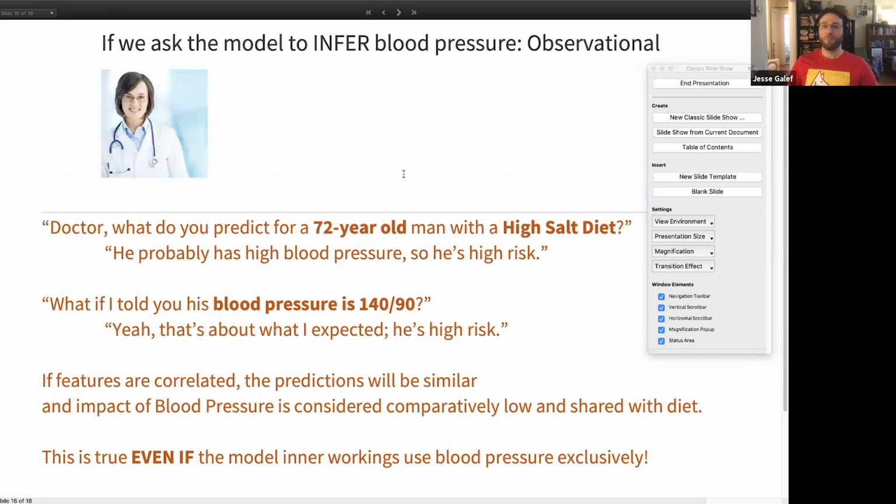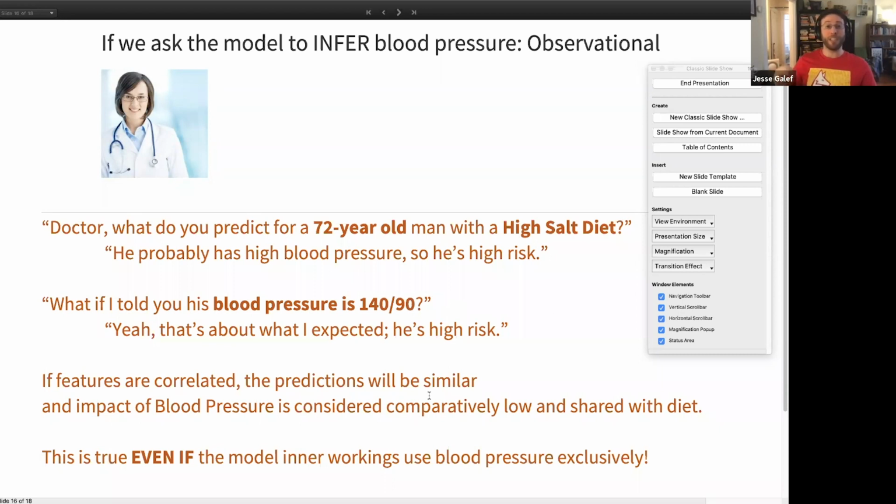And so the first approach is asking the model to infer the blood pressure. This is the observational approach. So we could ask the doctor, without mentioning the blood pressure, what do you predict for a 72-year-old man who has a high salt diet? And the doctor says, well, given the high salt diet, he probably has high blood pressure, so he's high risk. And then you say, what if I told you his blood pressure and it's high? She says, yeah, that's what I expected. He's high risk. So because those predictions aren't very different, giving the model the actual blood pressure or not, it'll attribute less impact to blood pressure.